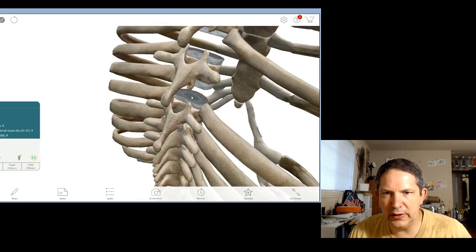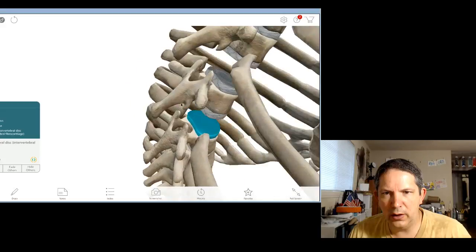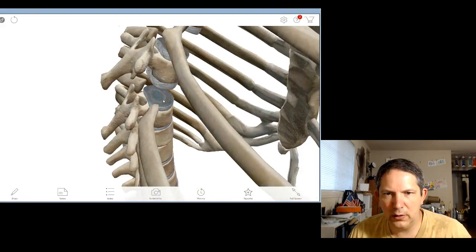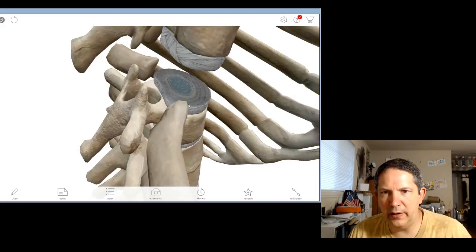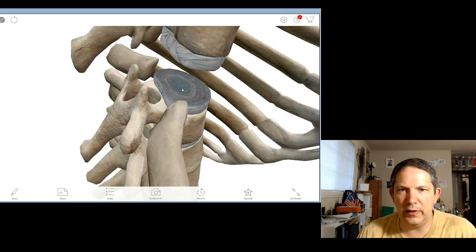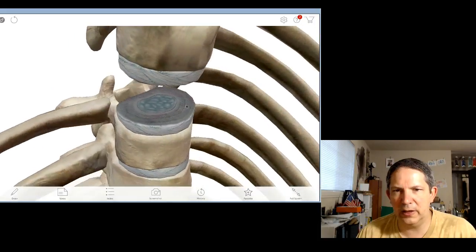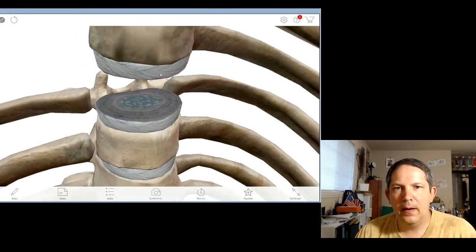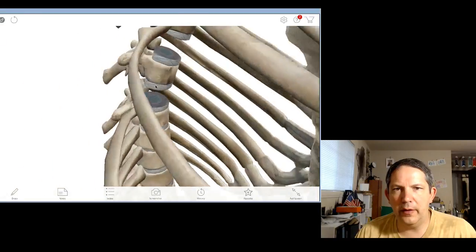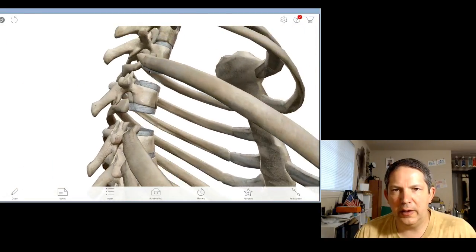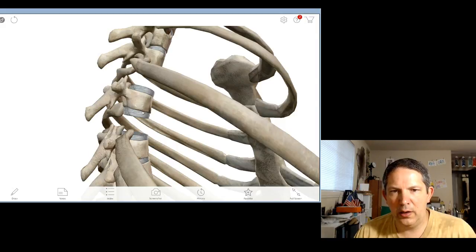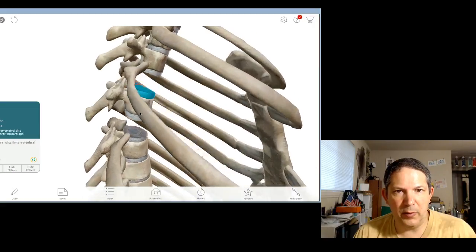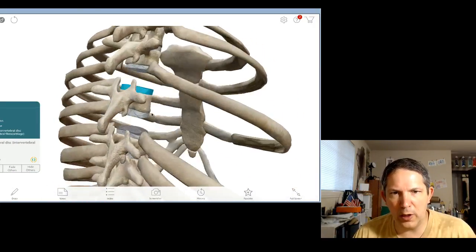Oh, look at that. We can see the nucleus pulposus of the intervertebral disc. So that's kind of cool. You can see these rings of fibrocartilage, and then there's the jelly donut part right in the middle. So that's the intervertebral disc between T6 and 7, for example. Now the vertebrae itself, again, the body is the main part, and there's an intervertebral disc on top and bottom of the body, except for C1, which has no body.